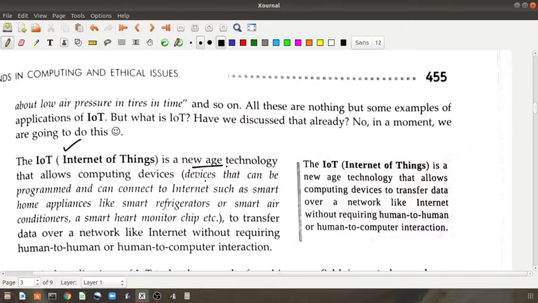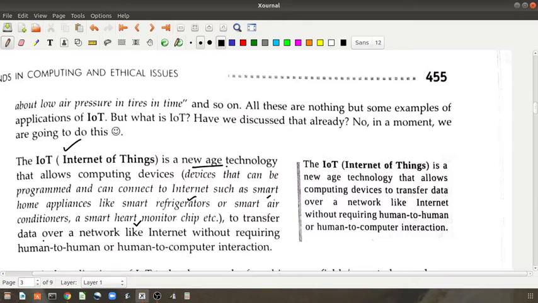It's a new age technology that allows computing devices that can be programmed and connected to the internet, such as smart home appliances like refrigerators, air conditioners, and heart monitoring chips. Suppose there is a senior citizen at home, and the person who looks after them is away, but still can monitor the heart monitor, and if he feels it's an emergency, will rush back home, or call the doctor, or take whatever action is needed.